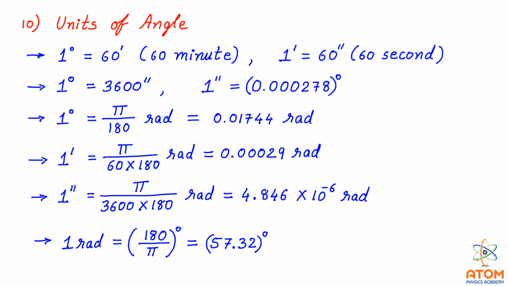Now further, as we have written here that 1 degree is pi by 180 radian, so 1 radian becomes 180 by pi degree, and 180 by pi means 180 by 3.14, so it gives us 57.32 degree. This is also one important value we need to remember, that is 1 radian is 57.32 degree.